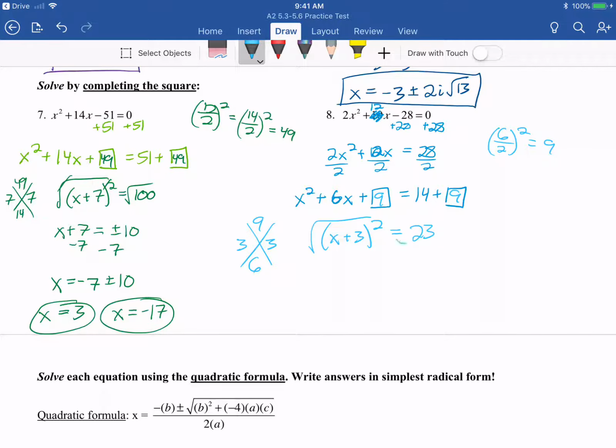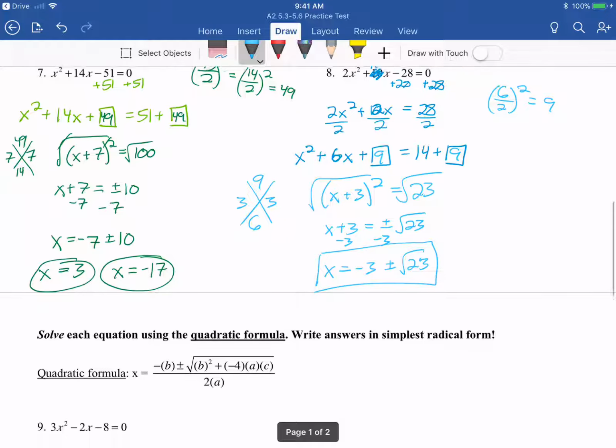Take the square root of both sides. So now I get x plus 3 is equal to the square root of 23, which can't simplify. None of those things go in it, so you can just leave it as the square root of 23. Now subtract that 3, subtract the 3. I get x equals -3 plus or minus square root of 23. All right, awesome. So as we keep going here, that was completing the squares.